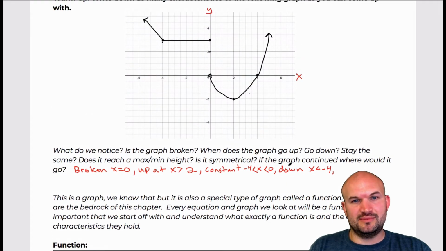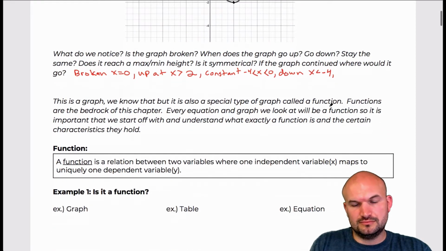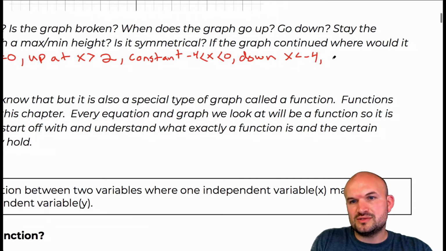And let's see, that's going to be from 0 to 2. So we'll say from 0 is when x is greater than 0, but less than 2.